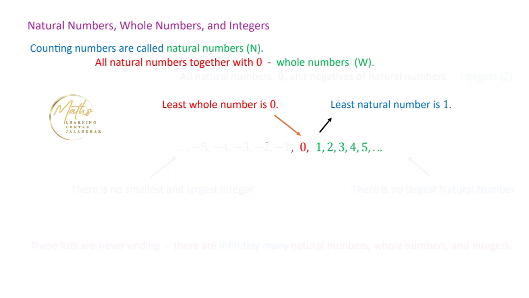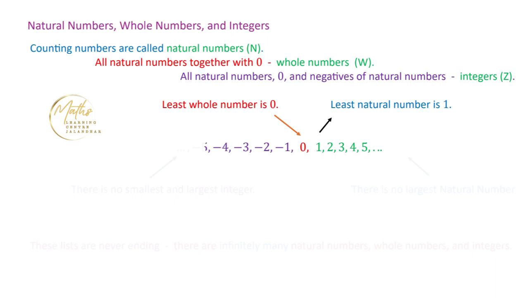Now further extending this collection, we are going to add the negatives of natural numbers to this collection. And the new collection that we will obtain is called the collection of integers. So we have added to this collection the negatives of natural numbers, meaning -1, -2, -3, -4, -5, and so on.